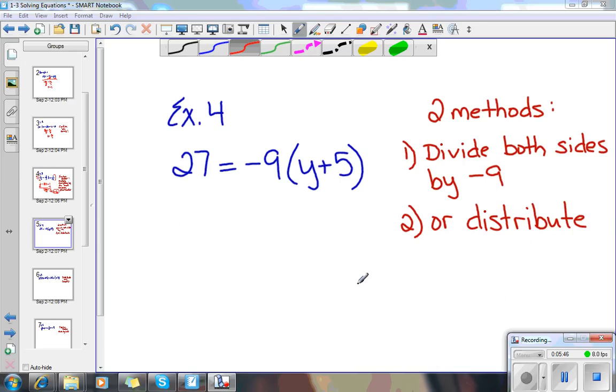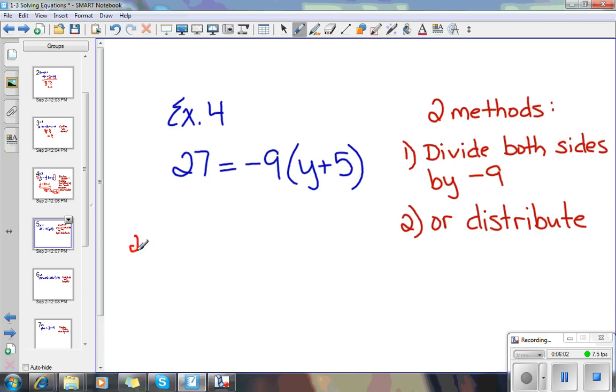Okay, on the next problem, this example, I'm going to actually show 2 different ways that you can do this problem, and you can kind of see when you would prefer which method. So we have 27 equals negative 9 times the quantity x plus 5. And the first method I'm going to use is, so I'm going to copy this problem down.